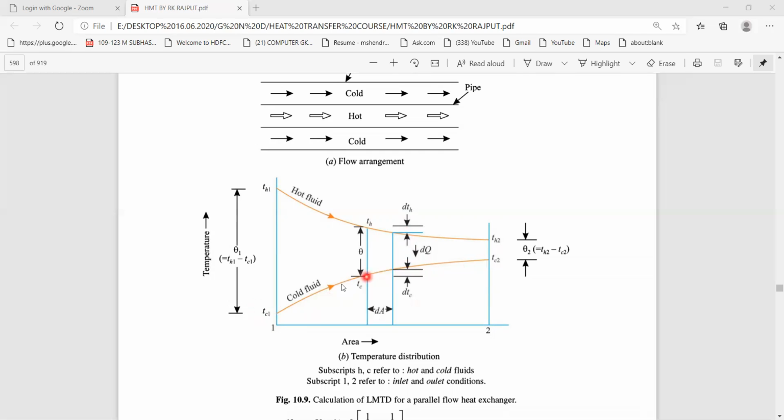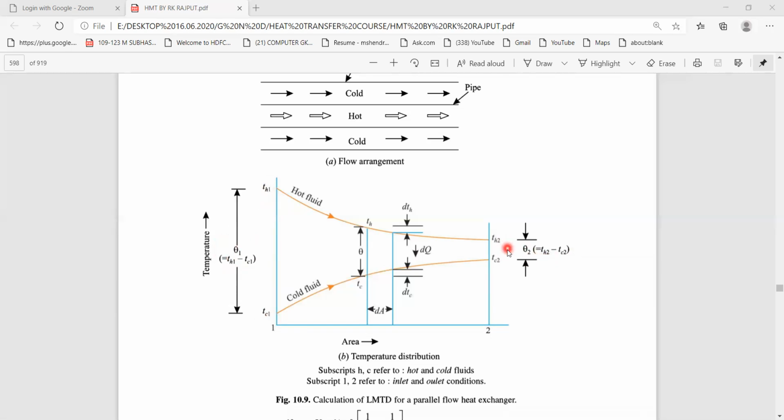So you'll get this curve, the gradual increase in the temperature. Now, theta 1 is the difference between the temperature of hot fluid at the inlet and the temperature of cold fluid at the inlet. TH1 minus TC1 is theta 1. For our convenience, I'll take theta 1 as TH1 minus TC1. Similarly, theta 2 is TH2 minus TC2.